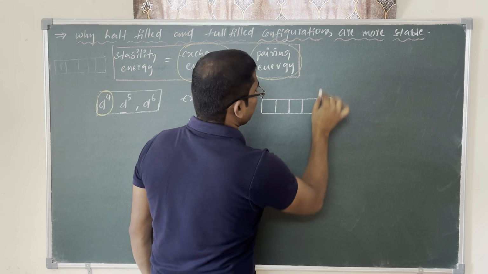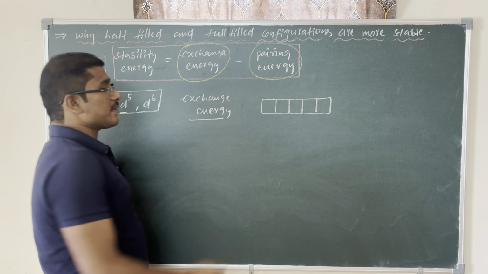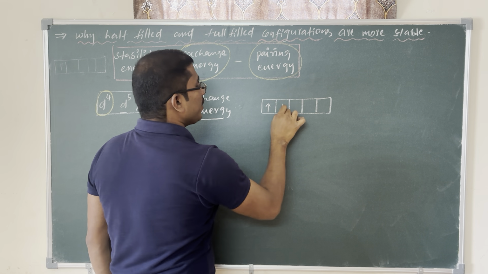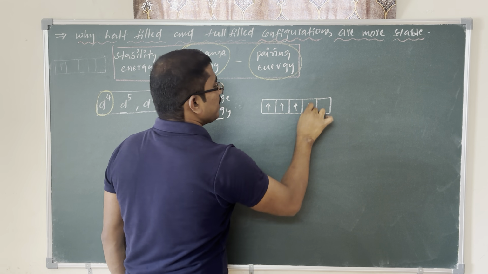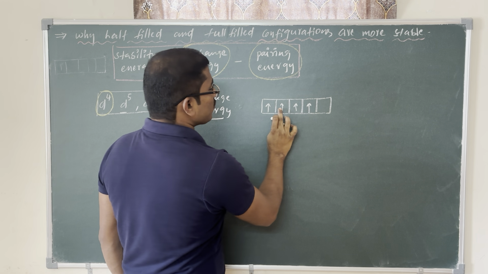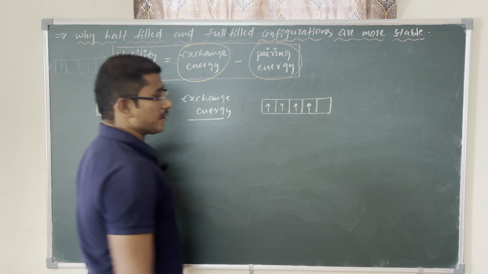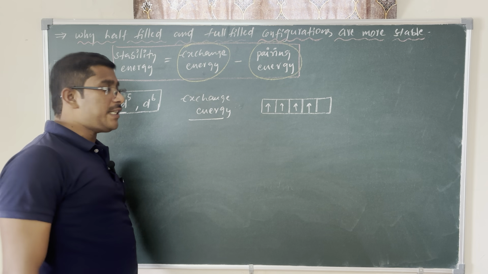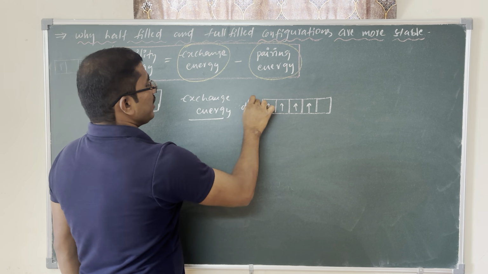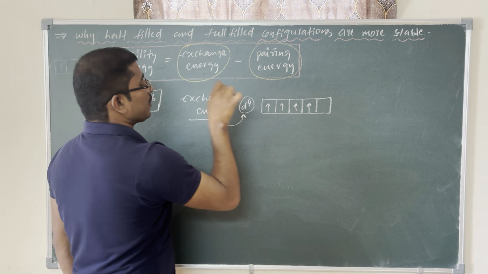In total, how many d orbitals are there? 5 d orbitals. Each orbital has how many electrons? 4 electrons are there, each orbital has one electron. 4 orbitals have the 4 electrons. Which configuration did I take here? The d4 configuration I am taking here. Exchange energy for which configuration?